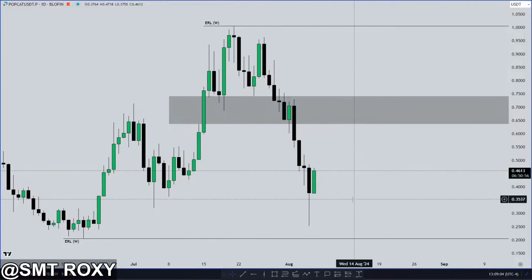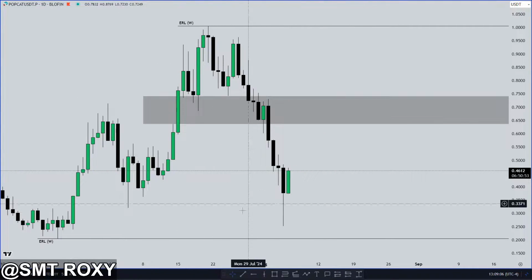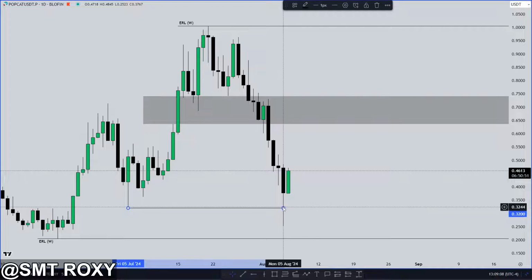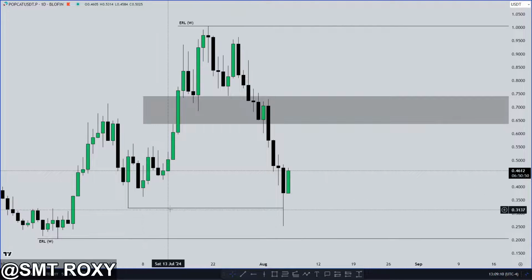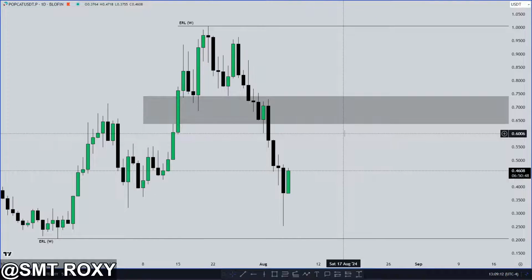On the daily time frame, what do we have? We have a market maker sell model here. It is now completed. You can see we reached the low from the accumulation. Now we're just chilling. Simple as that.